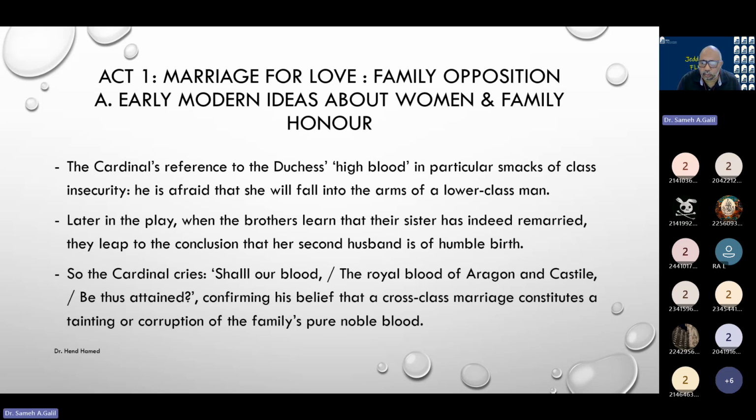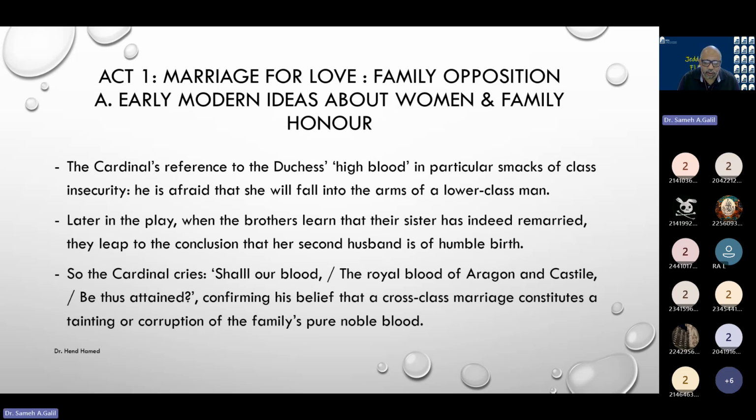Again, that also would kind of demonstrate how class insecure those guys are. They are afraid that she will fall into the arms of a lower class man, which she eventually did. So when over time they learn that their sister has indeed remarried, they come to the conclusion that her second husband is of humble origin and humble birth.